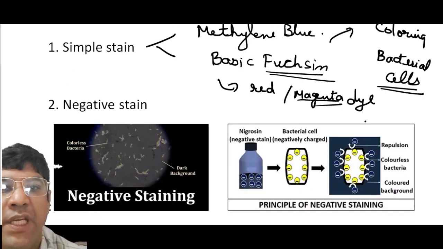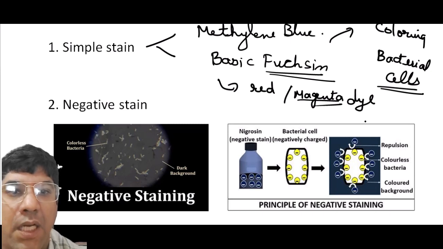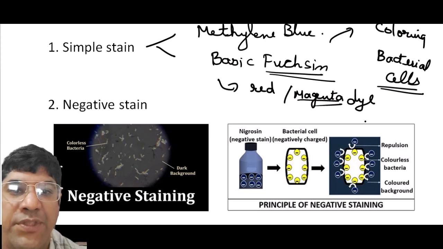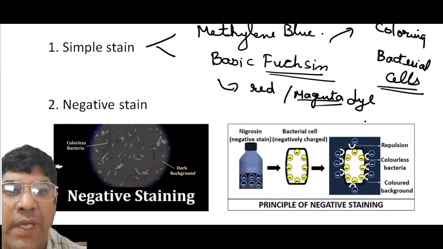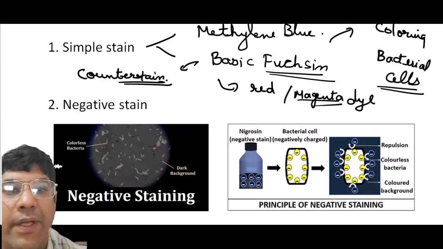So it is used in gram staining to differentiate gram negative and positive bacteria. It is used as a counter stain, a component of the gram stain. In gram staining, the basic fuchsin is used as a counter stain after the crystal violet and iodine, and that will impart color to the gram negative bacteria.